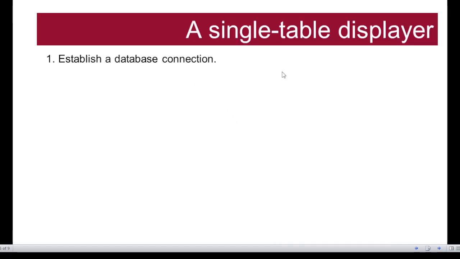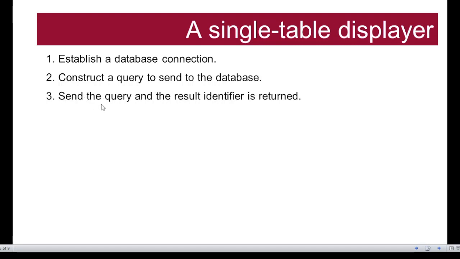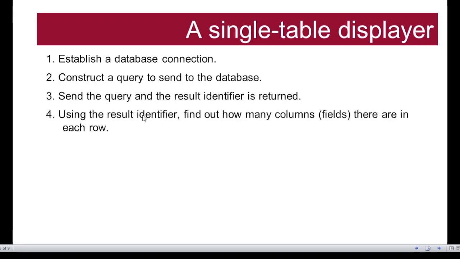First we have to establish the connection, database connection. Then we have to construct the query, அந்த டேட்டாபேஸ்க்கு அனுப்பணும். And then we have to send the query. The result identifier is returned. Using the result identifier we have to find out how many columns are there for each row.